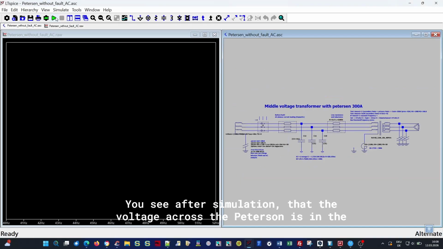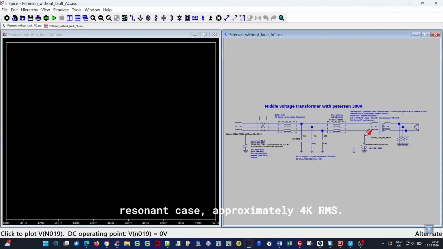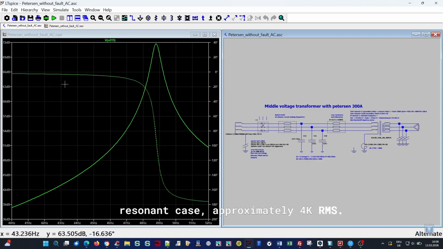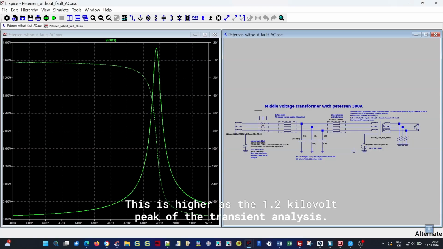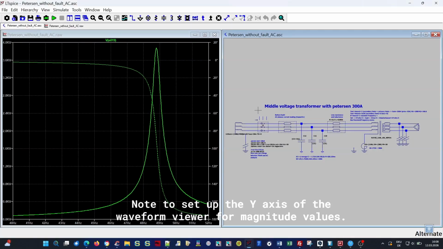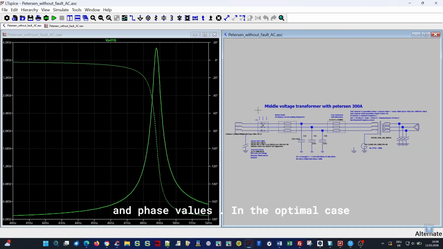You see after simulation that the voltage across the Petersen coil is, in the resonant case, approximately 4 kV RMS. This is higher than the 1.2 kilovolt peak of the transient analysis. Note, to set up the y-axis of the waveform viewer for magnitude values, right-click on the y-axis and set the option Bode and option Linear to see the magnitude and phase values.